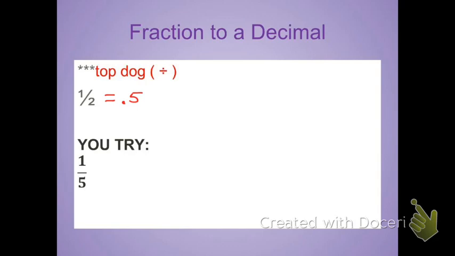Okay? Do this one on your paper. 1 divided by 5. When you've written it down, raise your hand. Rachel. Oh, yeah, 0.2. I'm sorry, I thought you said something else. 0.2. Correct. Okay?